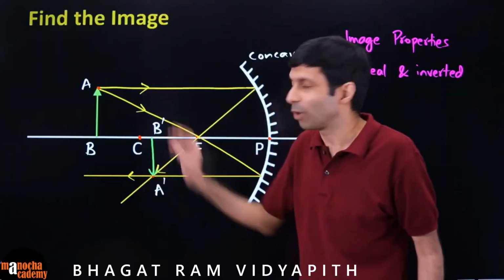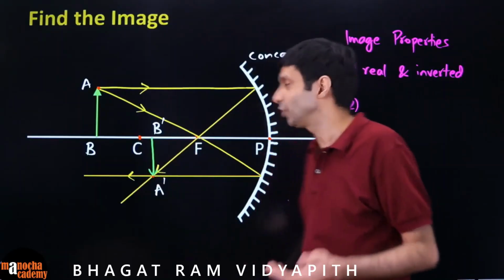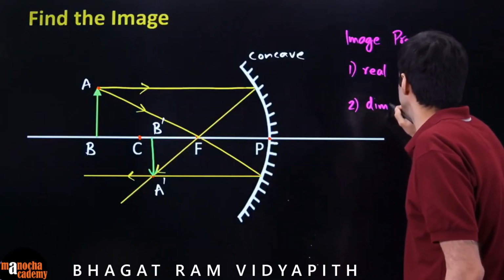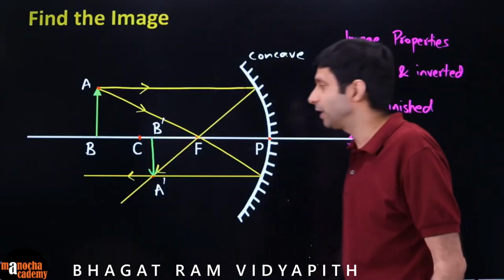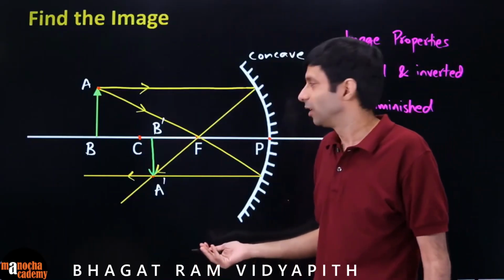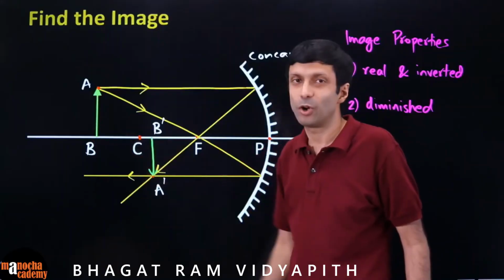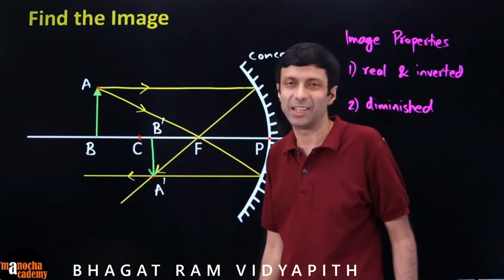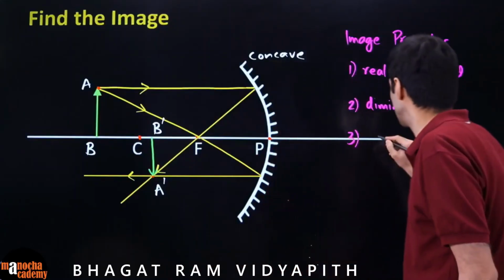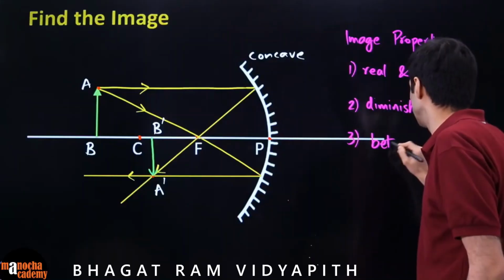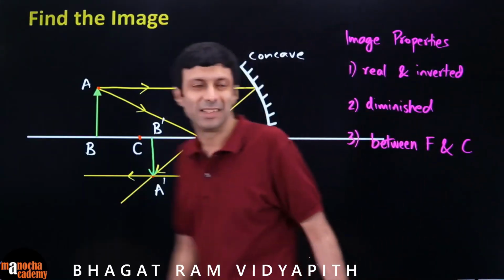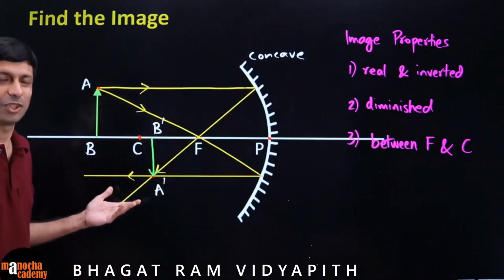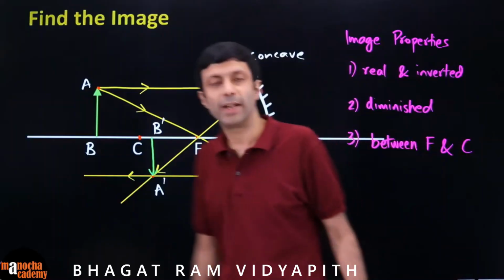So you can clearly see it is smaller. So we say smaller means diminished. So it's smaller in size. We can see it is a diminished image. And the final property is the position of the image. So when the object is kept beyond the center of curvature, you can see the image is formed between focus and center of curvature. So we can say it is formed between the focus and the center of curvature. So that's where we can see the image is produced. Is it important to write the properties?